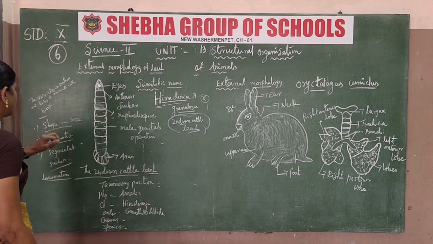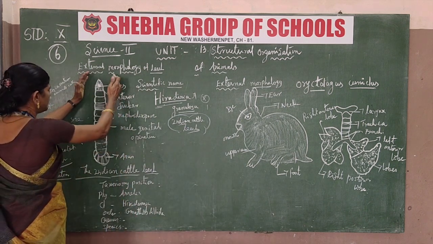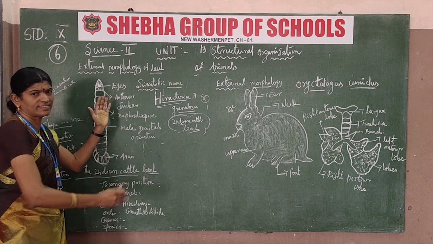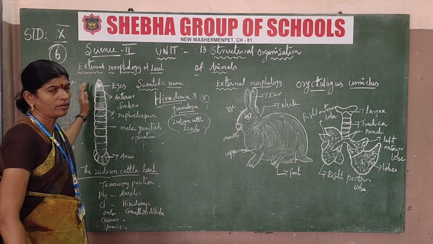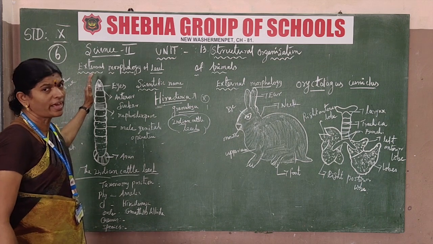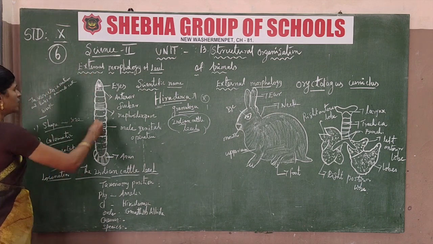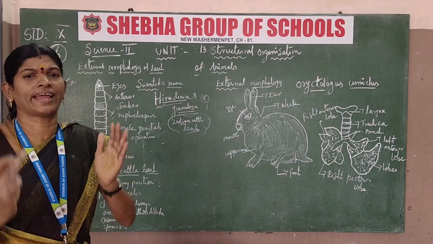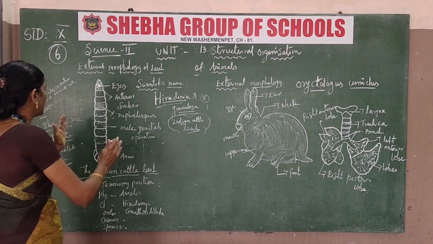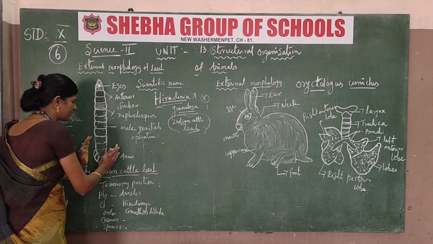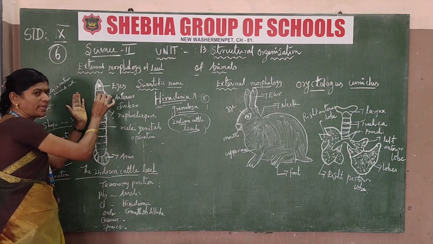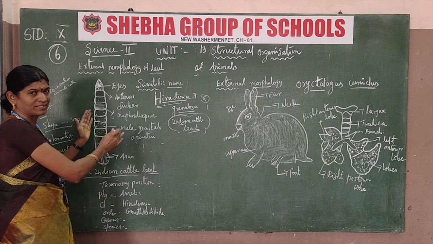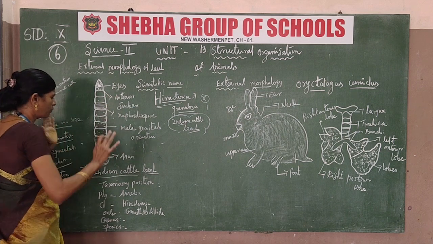Okay, next, first of all, this is a leech. You know the leech, okay? In the rainy season many leeches appear. So this is a cylindrical and elongated structure, and many segments are present in the body.